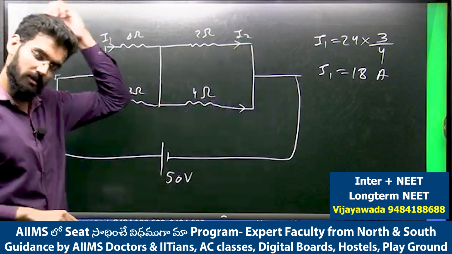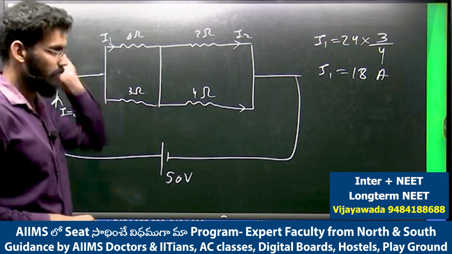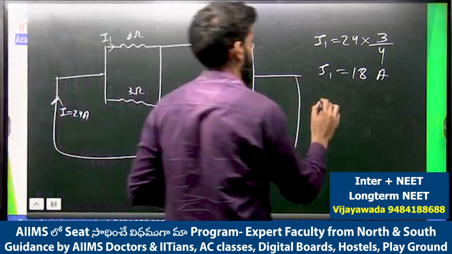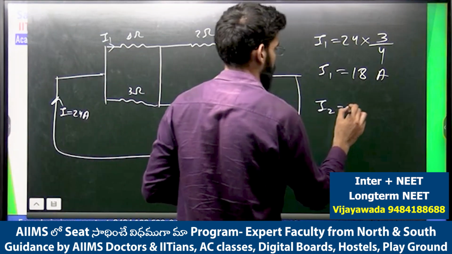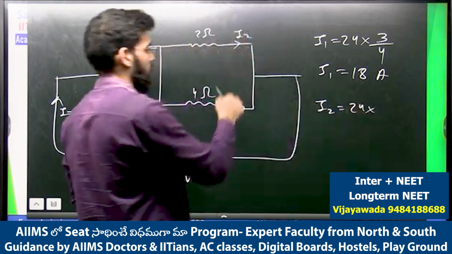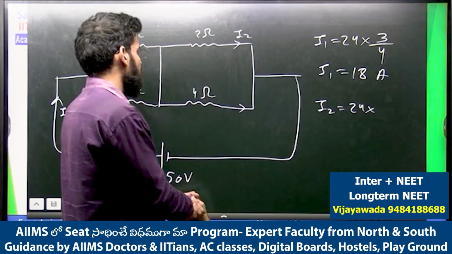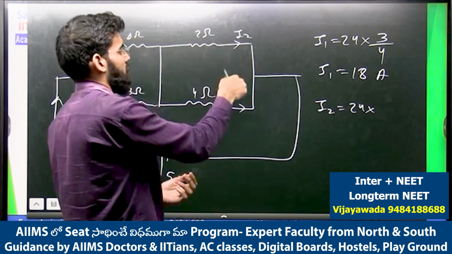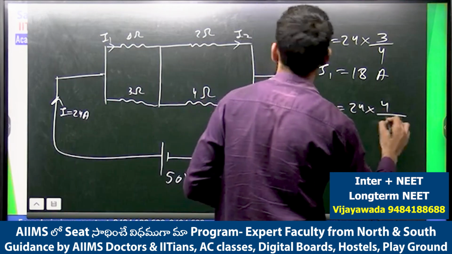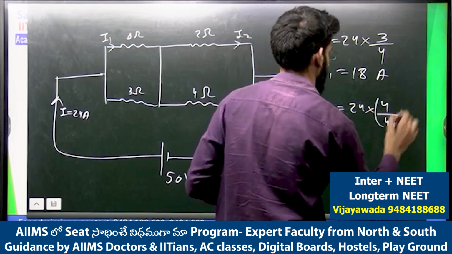Okay. Why am I calling that? Why I am finding that out, I will explain later on. Just understand, I2, you will understand later on. I2 is equal to 24 into inverse ratio. These are also a parallel combination, right? So inverse ratio of the combination, right? So inverse ratio means 4 by 4 plus 2. Okay. This is the factor.